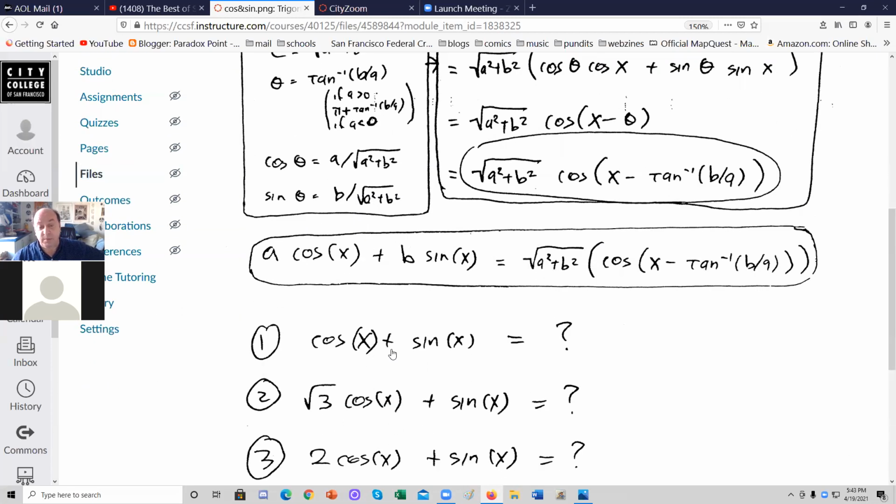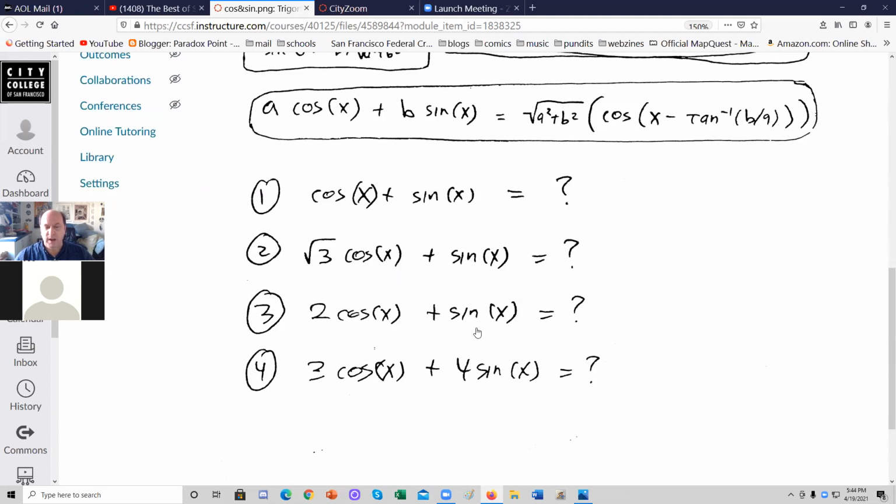So all right, it's a simple matter of this. Cos x plus sine x, a and b are 1. So root a squared plus b squared is root 2. Arctangent of b over a is 45 degrees. So it'll be root 2 cosine of x minus 45 degrees. Here we have a is root 3, b is 1, and we work out this and this accordingly. Here's 2 and 1 sine x.